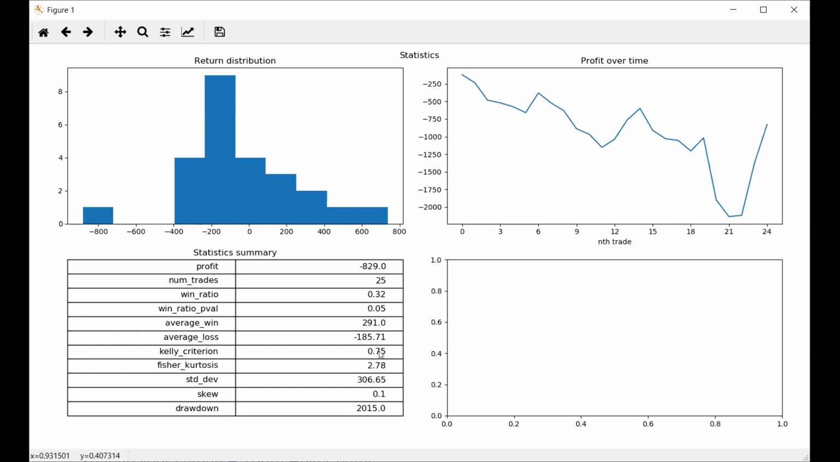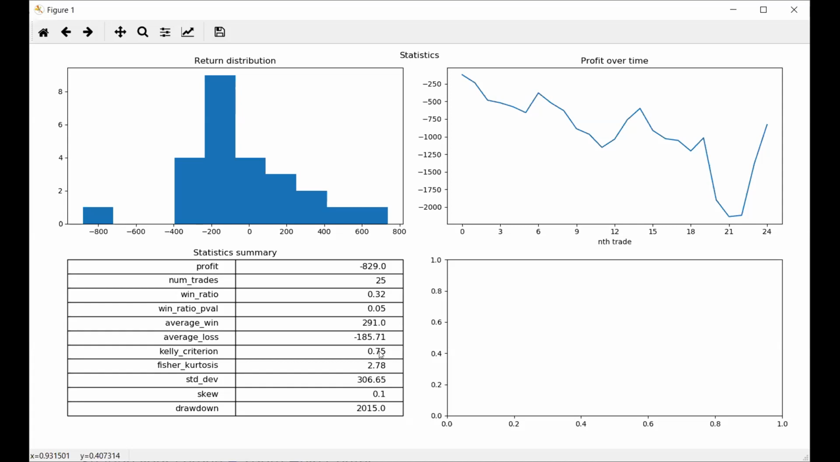That's not a good idea, because it's a losing strategy. One of the downfalls of Kelly criterion is that it is only valid when the strategy is winning. That is one thing to keep in mind. When you're using Kelly criterion, check that the profit is indeed above 0, or else the Kelly criterion is kind of messed up.